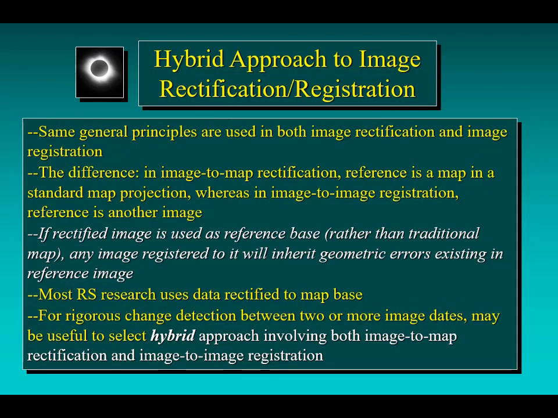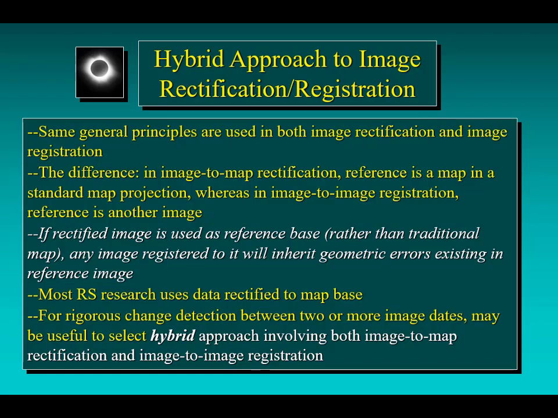Now, I mentioned on the prior slide that the same general principles and procedures are going to be used in both image-to-map rectification as well as image-to-image registration. But there is a difference, and the difference is that with image-to-map rectification, the reference is going to be a map that is in a standard map projection, whereas with image-to-image registration, the reference is going to be another image. And that image, again, does not necessarily need to be rectified or georeferenced with map coordinates associated with it.